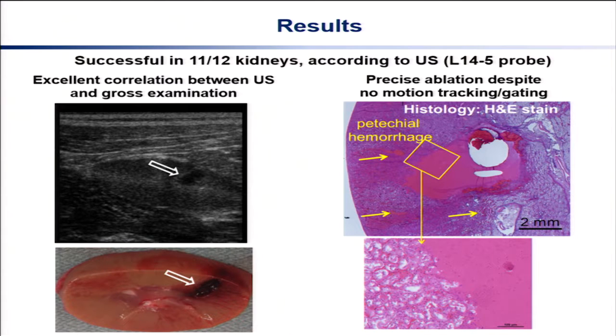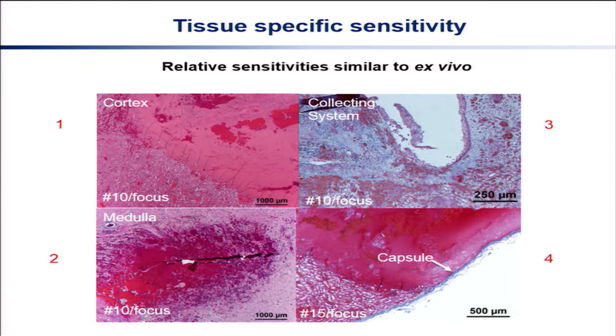The histological analysis also shows the same size of the lesion with a sharp boundary between treated and untreated volumes, with some small petechial hemorrhage around the lesion because we did not do motion tracking, so some damage was there, but not too much. This sharp boundary was found in the cortex. In the medulla, there was some blood in the collecting ducts around the lesion, but with a completely homogenized central part of the lesion. In the collecting system, we never damaged the wall, and we never damaged the capsule of the kidney.